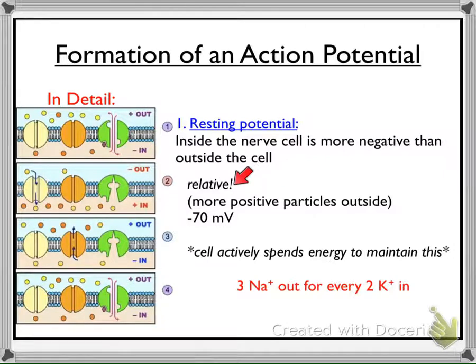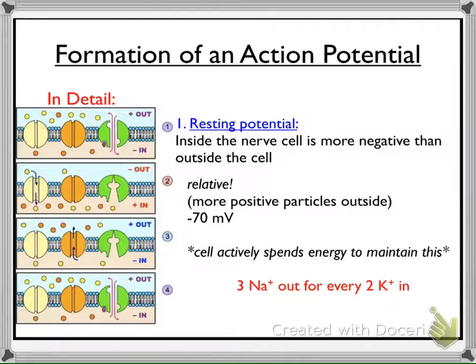Which means that the inside of the axon does not have a negative charge overall. It's just not as positive as the outside of the cell. So compared to the outside of the cell, the inside is negative, even though it actually has quite a few positively charged particles. And so that is how we create this positively charged outside and relatively negatively charged inside.